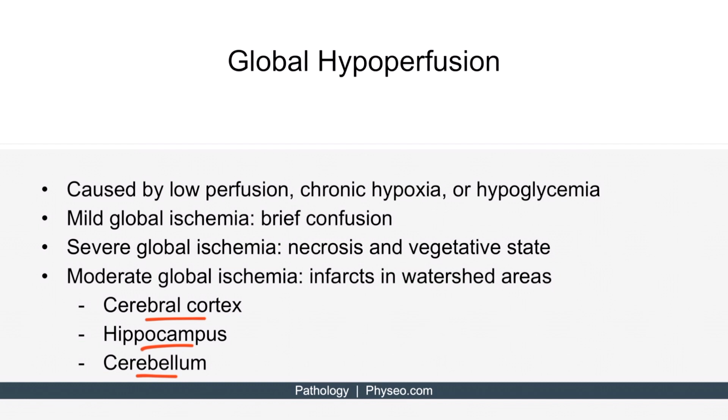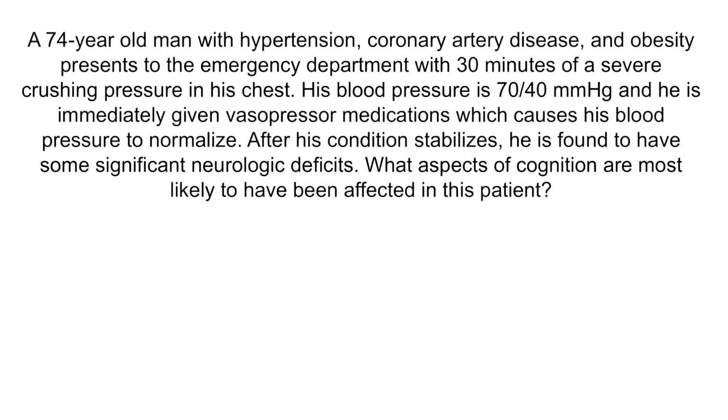All right, now that we've covered some of the information, let's review with a quick question. A 74-year-old man with hypertension, coronary artery disease, and obesity presents to the emergency department with 30 minutes of a severe crushing pressure in his chest. His blood pressure is 70/40 millimeters of mercury, and he is immediately given vasopressor medications, which causes his blood pressure to normalize. After his condition stabilizes, he is found to have some significant neurologic deficits. What aspects of cognition are most likely to have been affected in this patient?